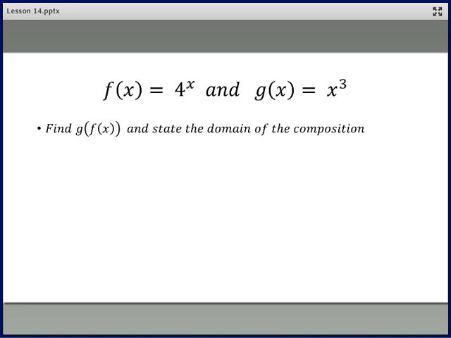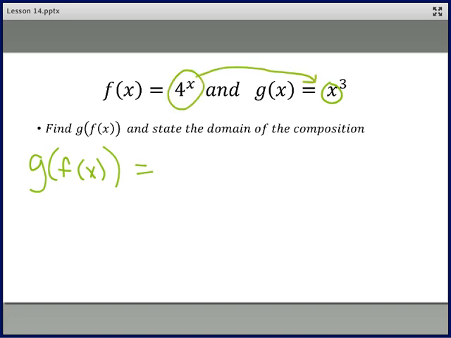And one more example. This time we've got an exponent, 4 to the x power, and then x to the third power. So we've got a variable as an exponent this time. And instead of finding f of g of x, this time we're doing the opposite, g of f of x. You can find it either way. It doesn't matter. Just pay attention to what you're being asked to do. So in this case, we've got g of f of x.